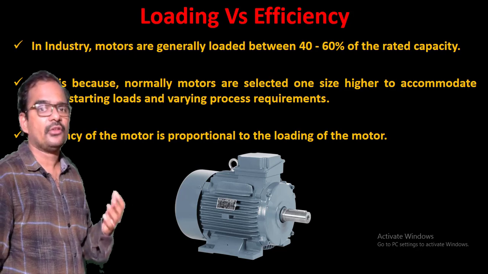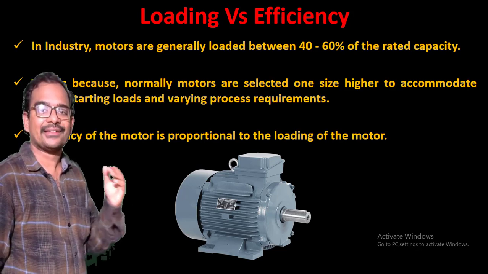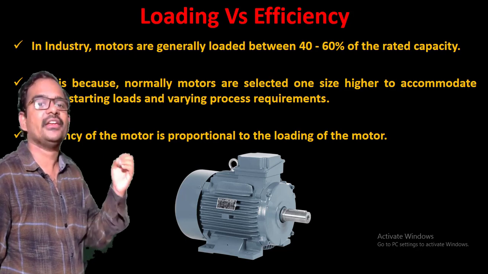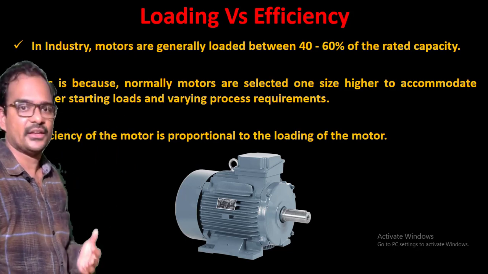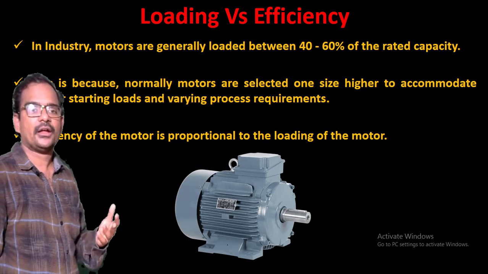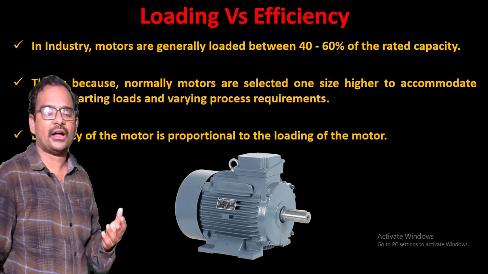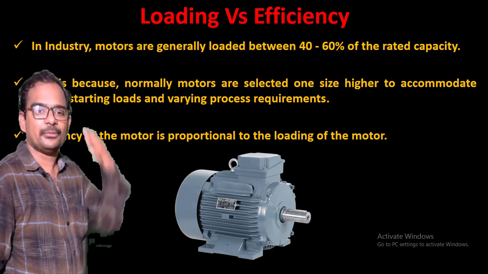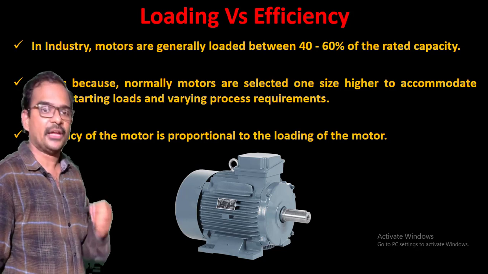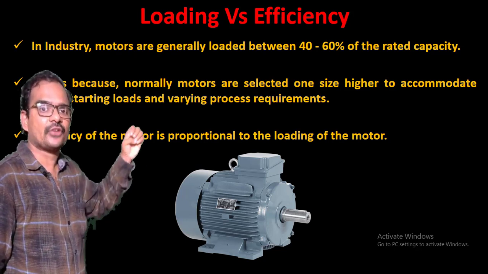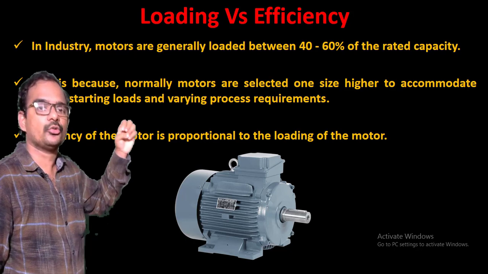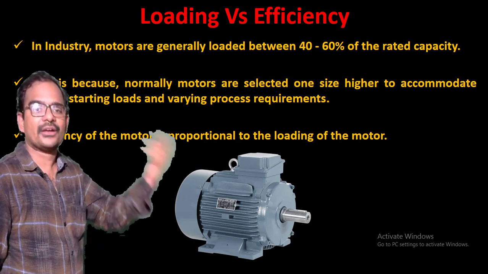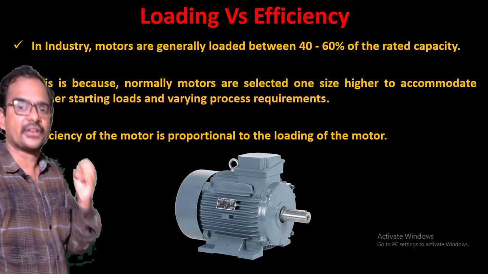Why? This is because normally motors are selected one size higher to accommodate higher starting loads as well as varying process requirements. Generally in our home, if I want a 1 HP motor, I will never purchase a 1 HP motor, I will purchase a 1.5 HP or 2 HP motor, keeping in mind the future requirements, right? At the same time, in the industries, at the beginning there will be high starting loads, and in order to withstand these high starting loads, generally the motor size will be chosen one size higher than the required motor.